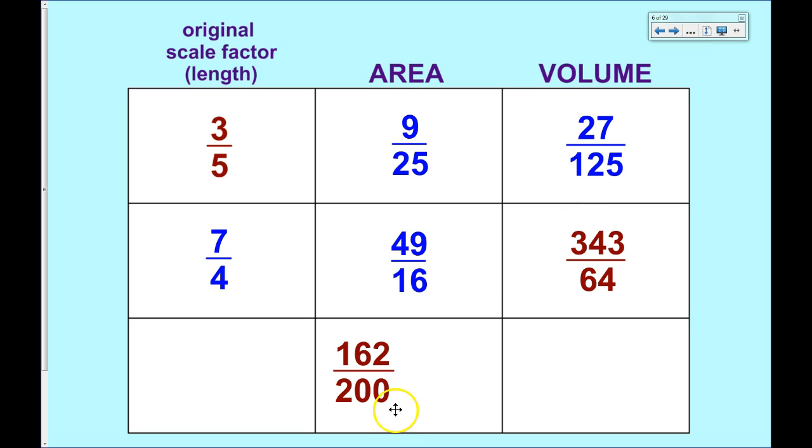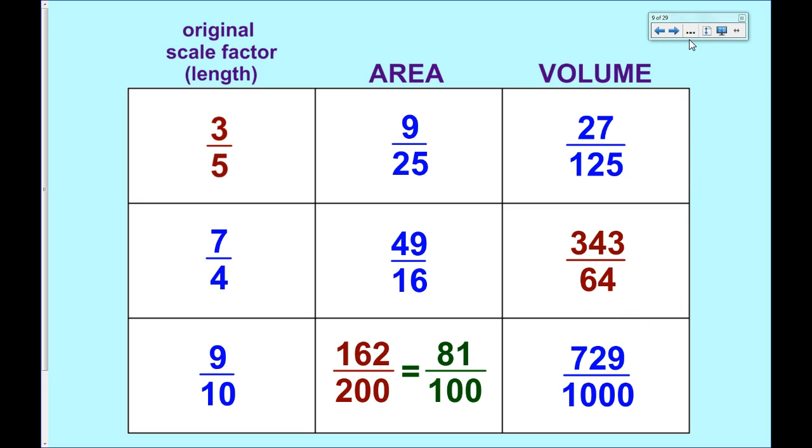Similarly, in this last one here, we're basically going to have to go back to the scale factor and then jump ahead to the volume ratio. The first thing to notice is that this is not simplified and neither of those are perfect cubes. So let's try simplifying it and seeing if we can get perfect cubes. If you simply divide by 2, you get 81 over 100, both of which are perfect squares. We can take the square root of them to get 9 over 10, and then we can take our original scale factor and cube it to get 729, which is 9 cubed, over 1,000, which is 10 cubed.